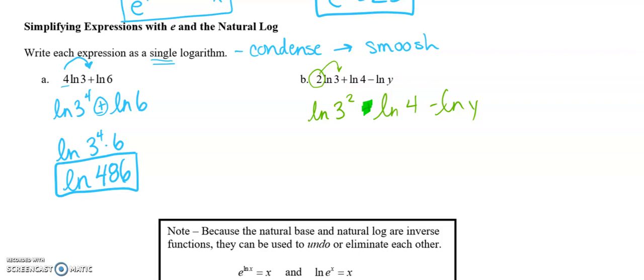So what do we do with addition? Where did it come from? It came from multiplication. So now we'll have the natural log of 3 squared, I'm going to say 9, times 4 minus the natural log of y.